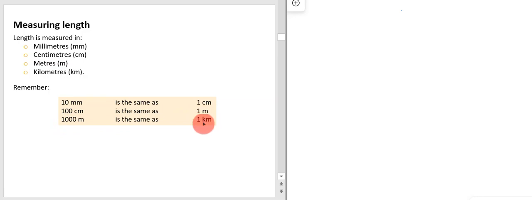So that's what that word kilo means. Cent means 100, so for example, in centimeter, 100 centimeters is equal to 1 meter. So it's important to know this table and also to be able to comfortably move between these different units.